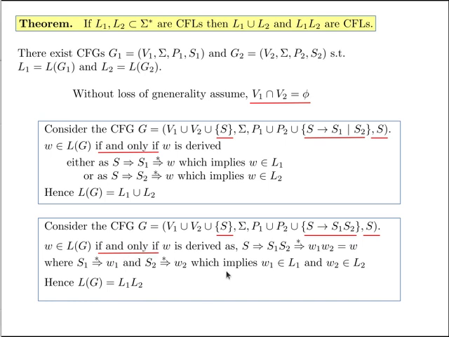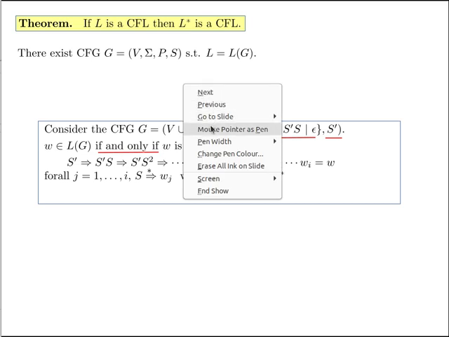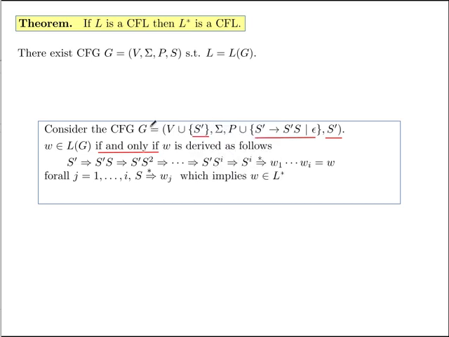So then we come to Kleene closure. If L is a CFL, then the Kleene closure of L is also a CFL. So again, we consider the CFG for this L. Let's call this G prime.